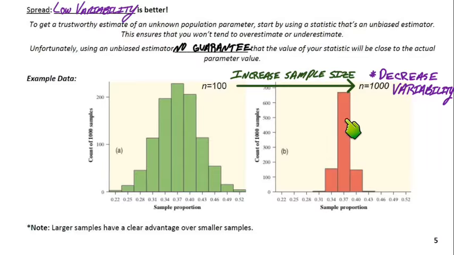So if we take an individual sample of 1,000, we have much less room for variability. So overall, that makes our estimates more consistent. The big takeaway here: larger samples have a clear advantage over smaller samples. They just have much less variability. Doesn't mean that this one's not stacked up in the right place, doesn't mean that this one's not unbiased, right? But you can see that the larger sample just decreases the variability.